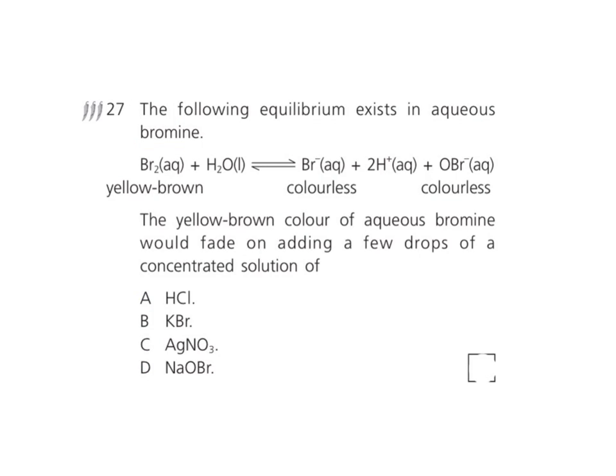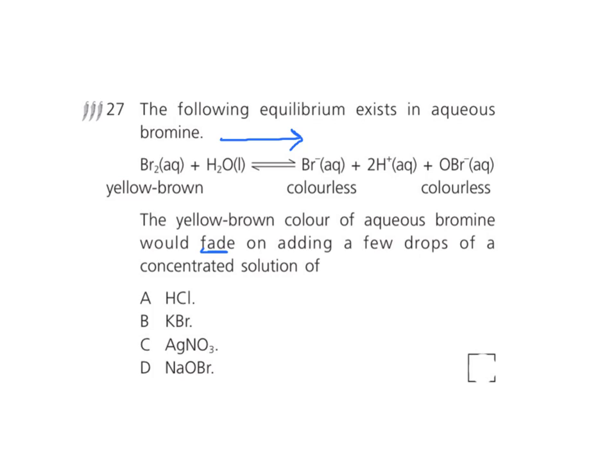We've got an equilibrium here with bromine, yellow-brown colored, forming colorless products, bromide, hypobromite, and then there's acid, H+, and water. The yellow-brown color of aqueous bromine would fade, so it's going to get lighter, on adding a few drops of what? Well, looking at that reaction, the color would fade if the reaction shifts forwards. Some of the yellow-brown would be converted to colorless. So the question is, which of these things would cause a forward shift in equilibrium?